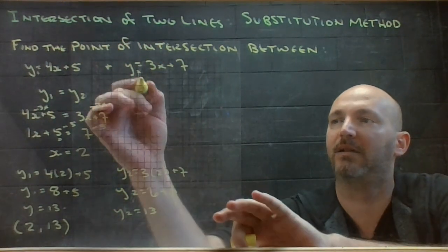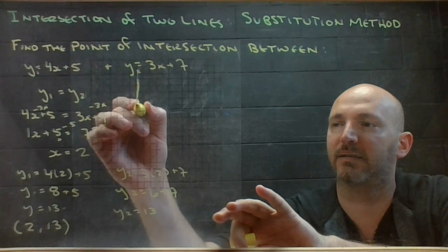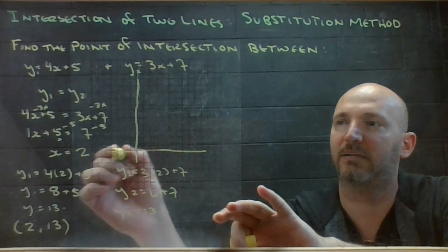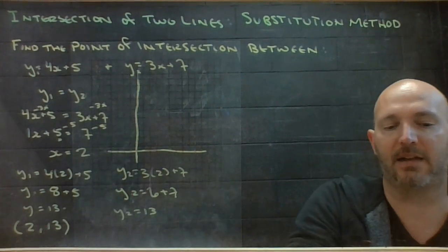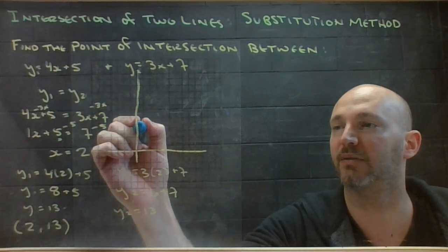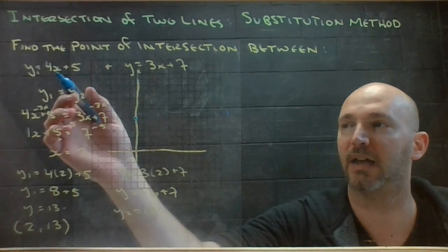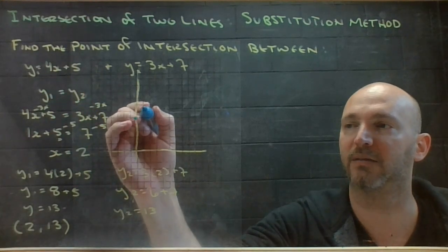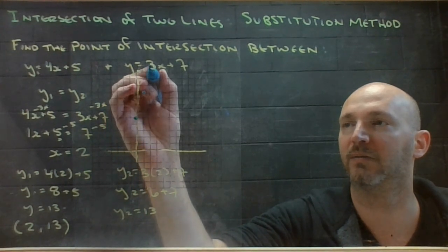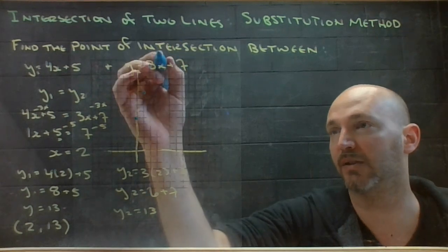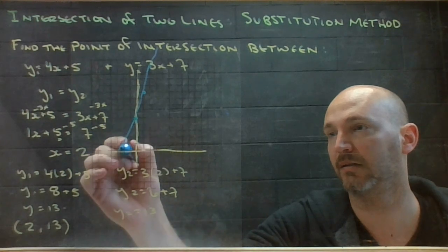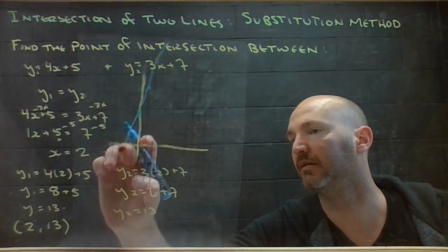So we need a y-axis and then we need an x-axis. And I have line 1 starts at 5, and it goes up 4 over 1. So it looks like this. Oops, missed a little bit there.